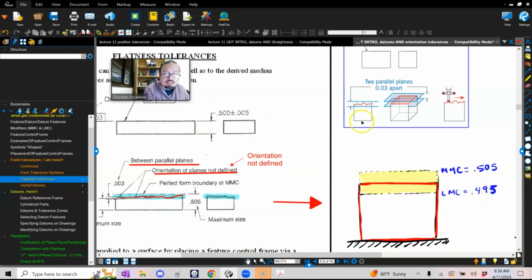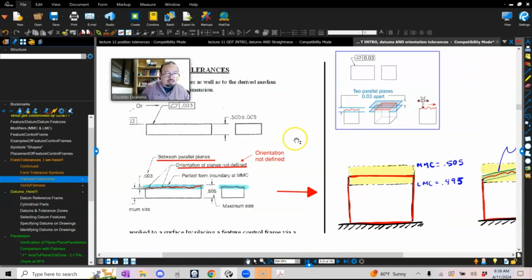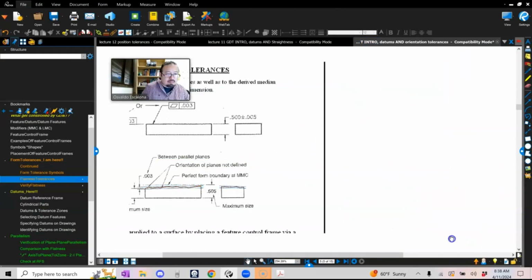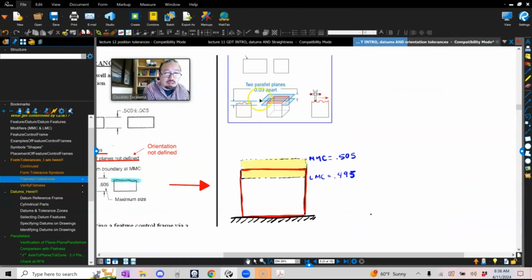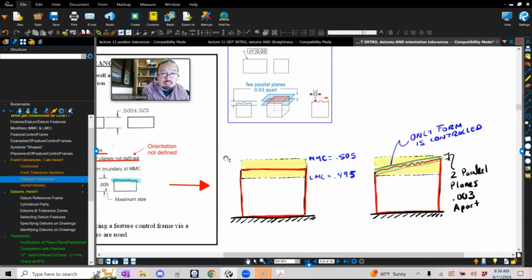And if I want to call out this flatness, then my part gets to live within two parallel planes. Actually, the tolerance zone for flatness is two parallel planes, which are separated based on whatever the feature control frame says. In this case, it says that we're going to have two parallel planes 0.03 apart. So now I'm controlling the form alone. Keep in mind that I'm not controlling the orientation. I'm just saying, hey, I want the surface to be flat. So these two planes that are parallel to each other can live anywhere within this yellow zone.